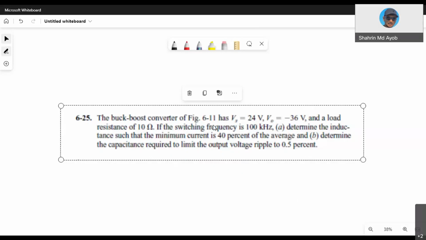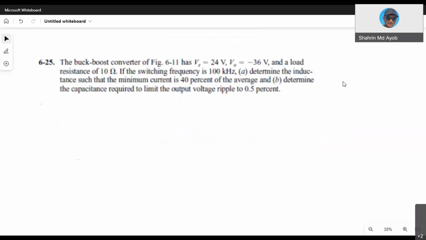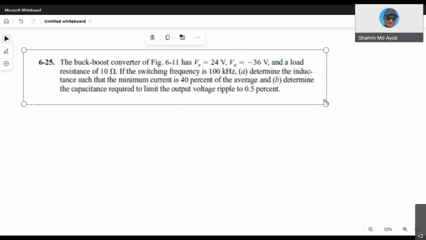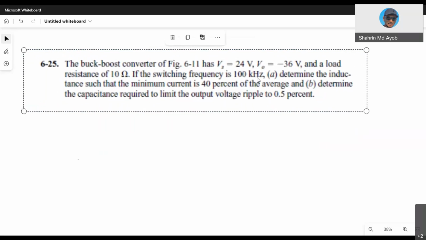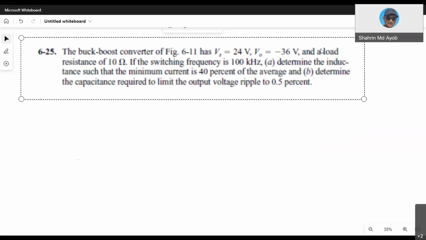Okay, so this is the question. The style of this question is somehow quite different from a typical question. If you can understand this, then you can understand this question. Then I think your comprehension of your knowledge on these buck boost converters is good. Okay, if you can understand this one.